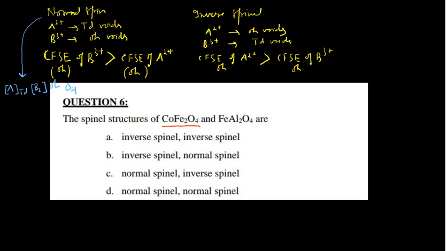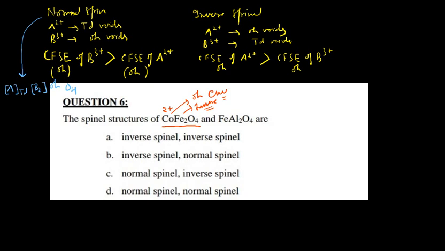You are having CoFe2O4. In that case, the first ion which is given here is 2 positive. This is cobalt 2 positive, and it is quite stable in the octahedral environment. So your bi-positive ion, Co2 positive, is going into the octahedral environment. So it is an inverse spinel.